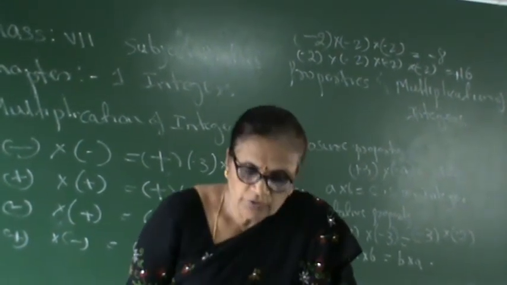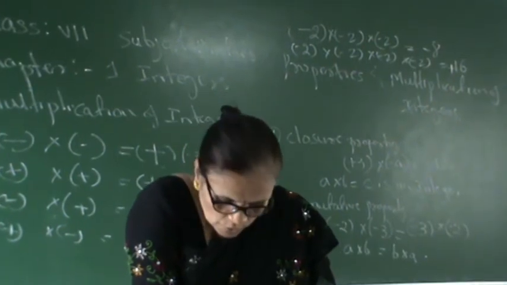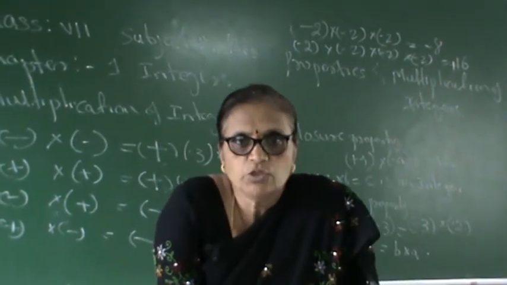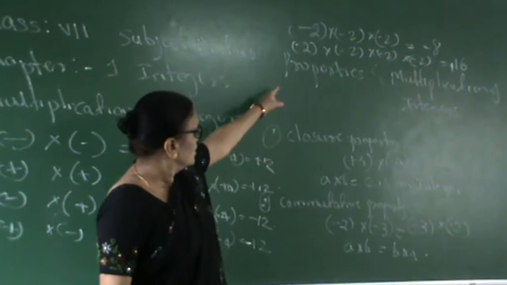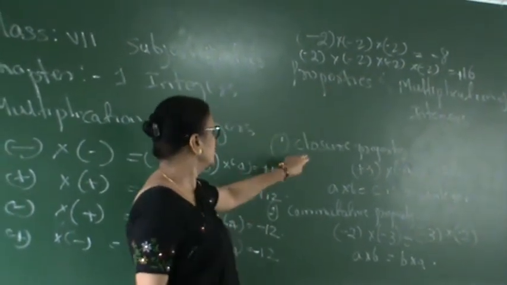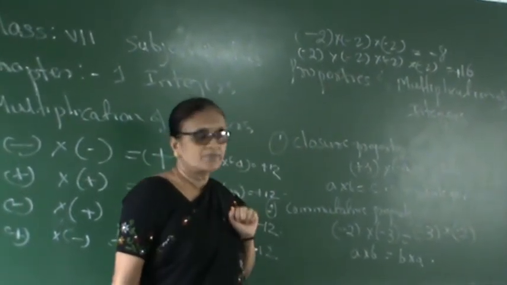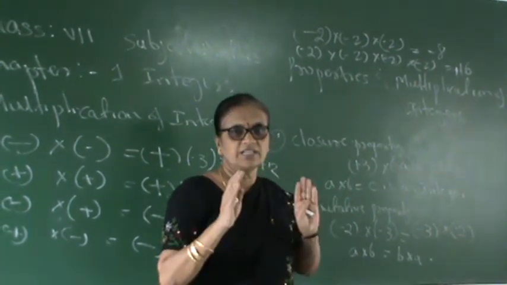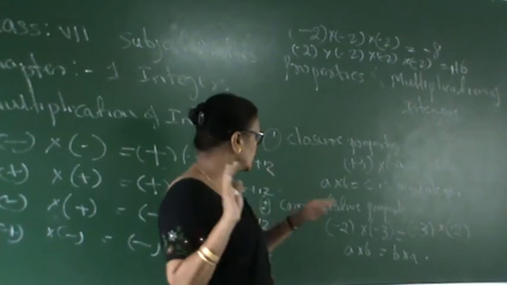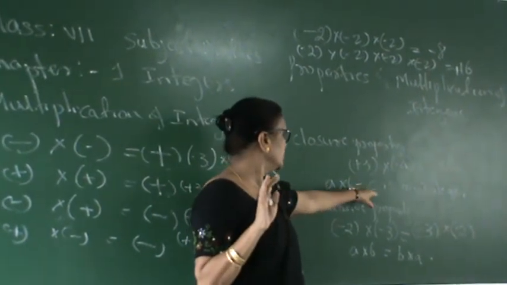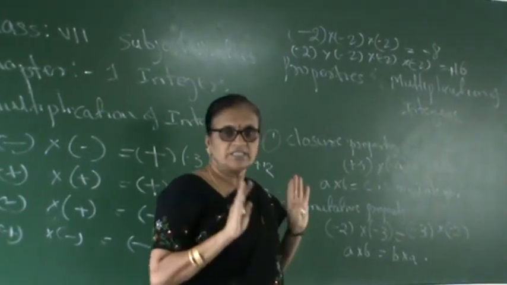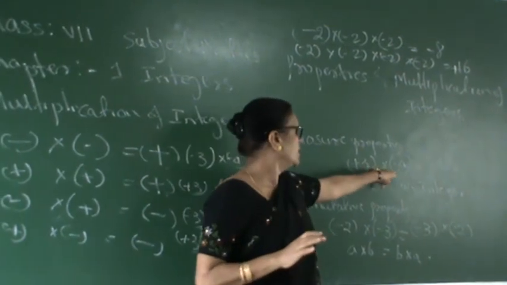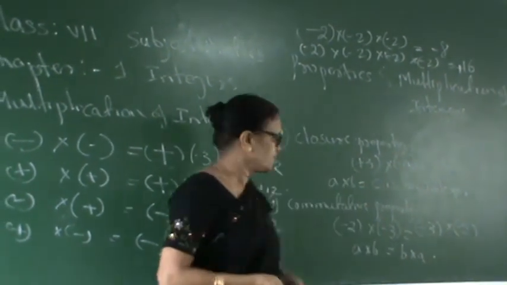Now, properties of multiplication of integers. First property is the closure property. If you multiply any two integers, you will get an integer. So a into b is equal to c, which is an integer. This is the property. Plus 3 into minus 4 is minus 12. This is an integer.